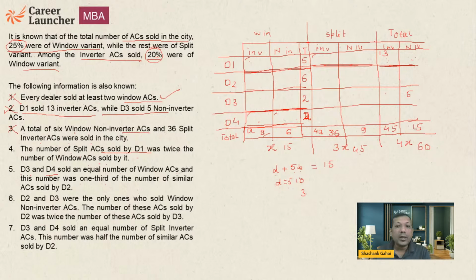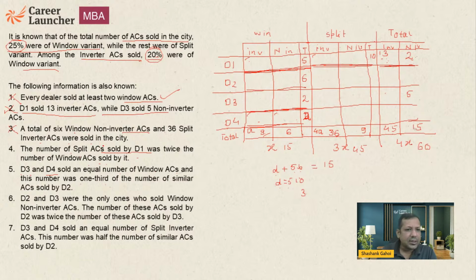Now, the total number of window AC is half the split AC by D1. Okay. So if this is 5, so this should be 10. This is total, and this should be 10. And total should be 15. Out of 15, this is 3. This is 13. So this should be 2. This is what we got so far. Okay. So this sum comes out to be 15.